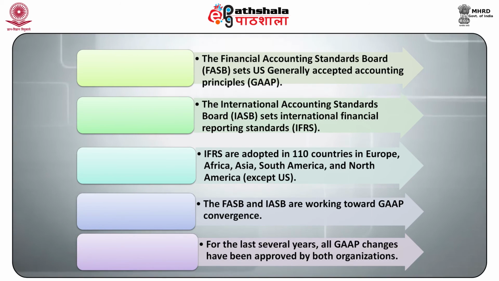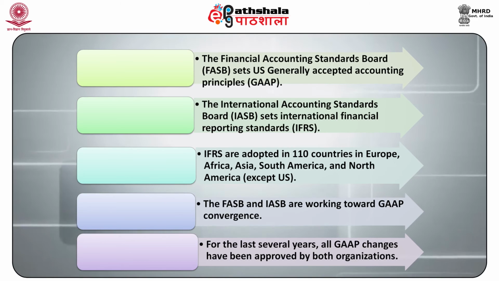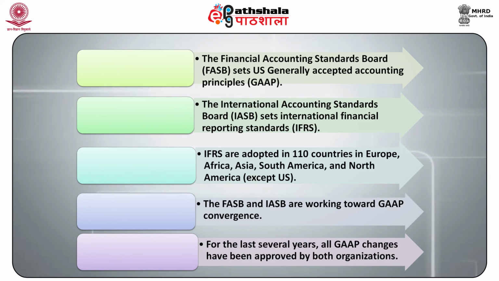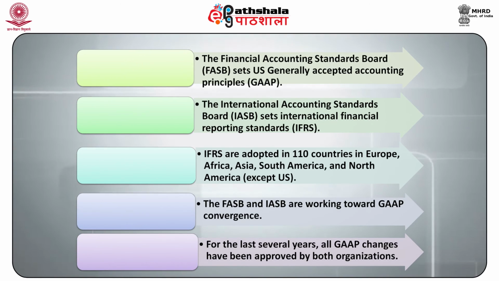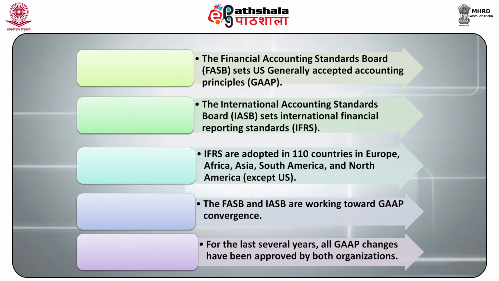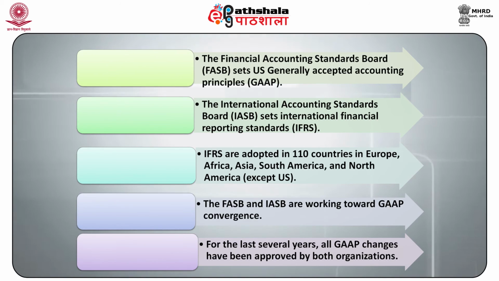GAAP setting bodies. Currently, there are nearly identical fair value measurement and disclosure provisions. Given are the names of the bodies which are responsible for setting generally accepted accounting principles for bringing about uniformity in reporting standards. The Financial Accounting Standards Board sets US Generally Accepted Accounting Principles, GAAP. The International Accounting Standards Board sets International Financial Reporting Standards. IFRS are adopted in 110 countries in Europe, Africa, Asia, South America and North America except the US. The FASB and IASB are working toward GAAP conversions. For the last several years, all GAAP changes have been approved by both organizations.